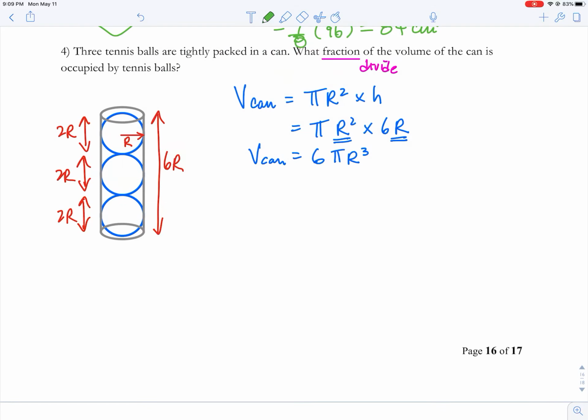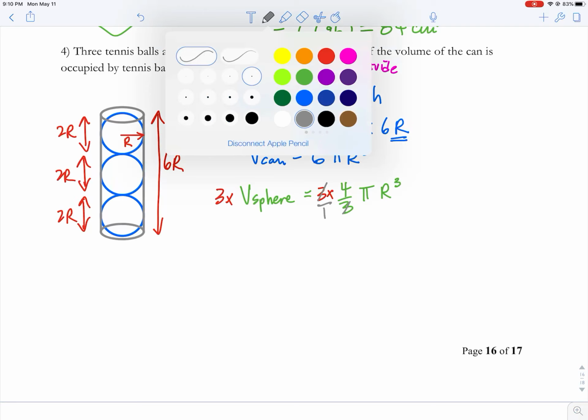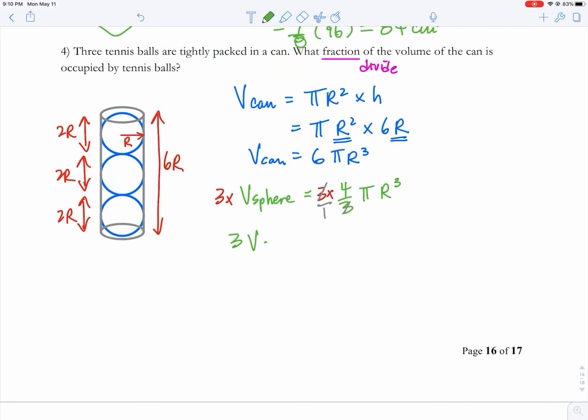Now we're going to figure out the volume of 3 spheres. So let's figure out the volume of one sphere and then times it by 3. So the volume of a sphere is equal to 4/3 pi r cubed. But because we have 3 tennis balls, 3 times this is going to equal 3 times that. And the reason why I'm doing it this way is because when I multiply these fractions, because 3 is just over an invisible 1, the 3's will cancel. And so the volume of 3 spheres is going to equal 4 pi r cubed.